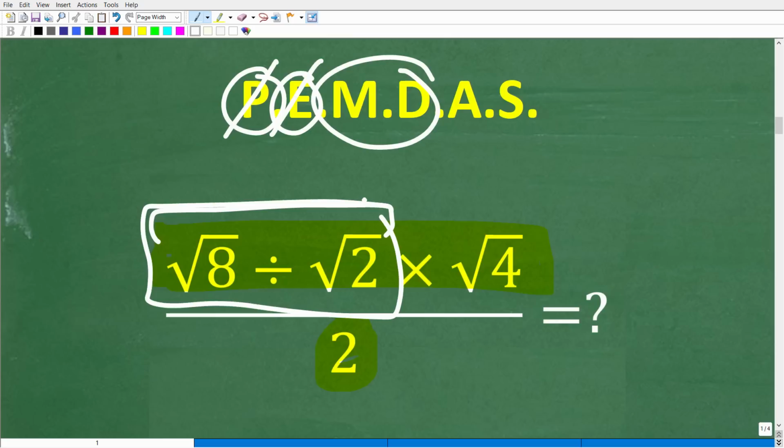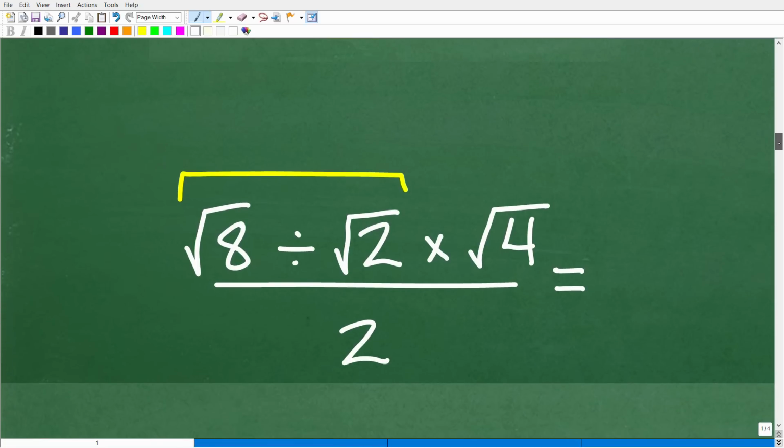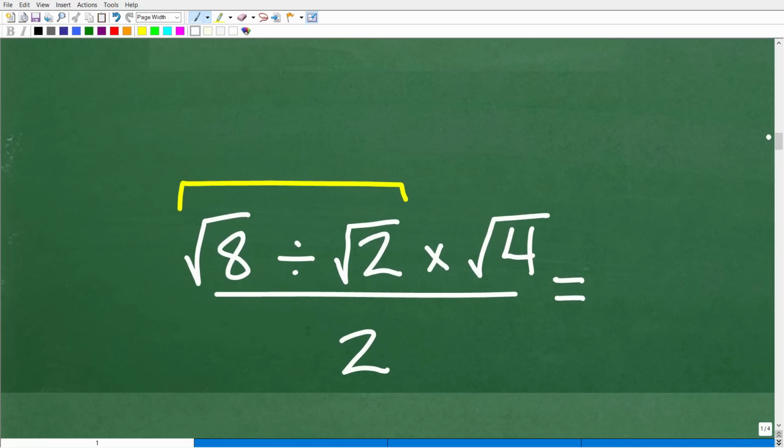So we're going to have to figure out what the square root of 8 divided by the square root of 2 is first. And then we're going to multiply that answer times the square root of 4. All right, so let's go ahead and get into that now. So the square root of 8 divided by the square root of 2. All right, so what could this possibly be?